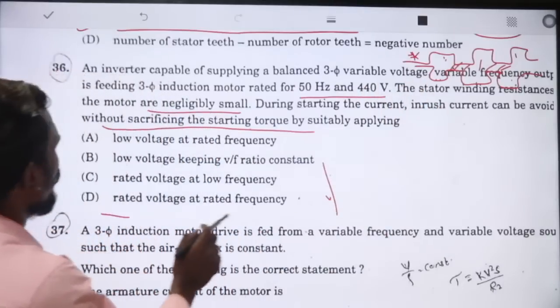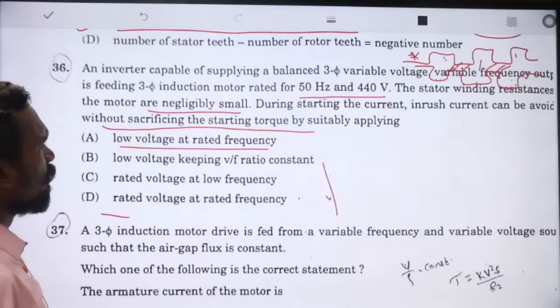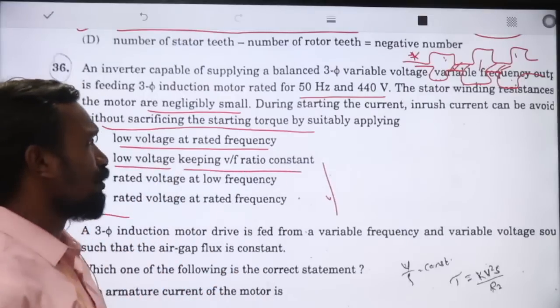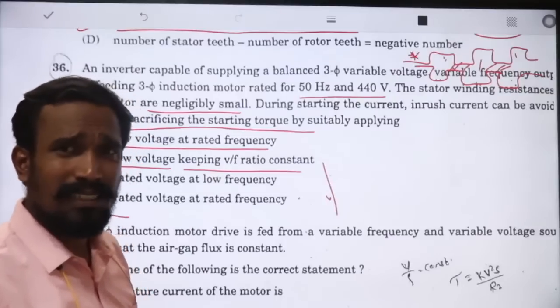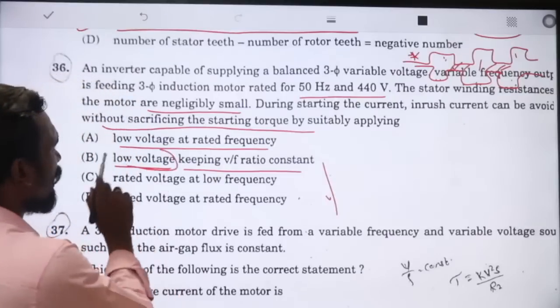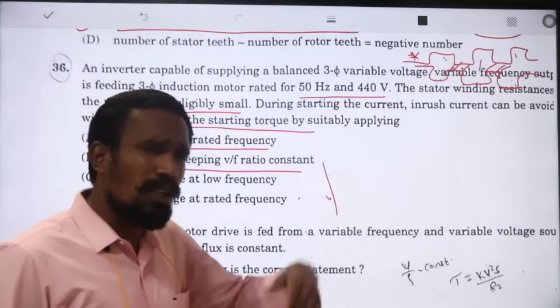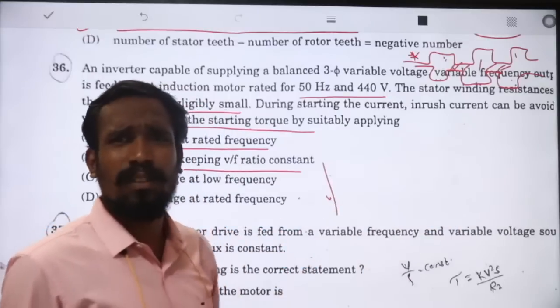So how can we avoid it, sir? Low voltage at a rated frequency, keeping the V by F ratio constant. Yes, this is really good. The V by F ratio we have to maintain constant, and if the voltage is very low, then we can avoid the inrush currents. If the voltage is more, high currents will be there.